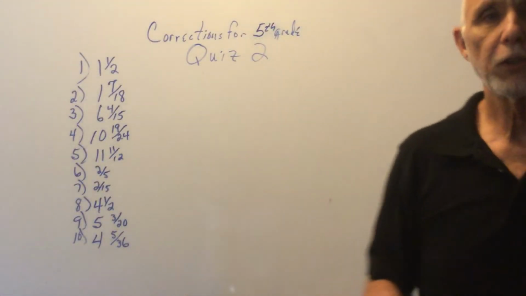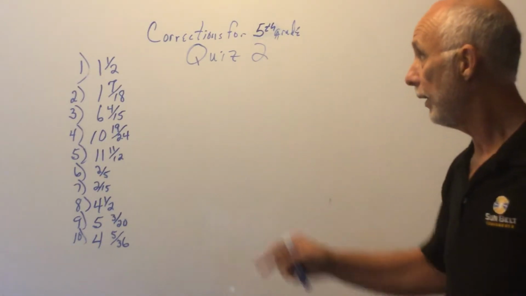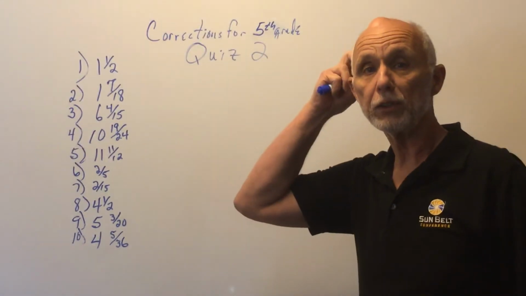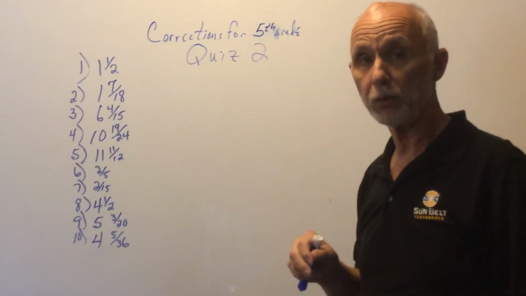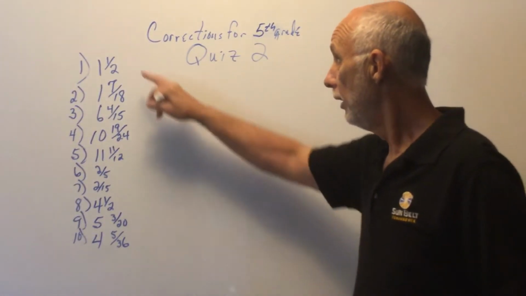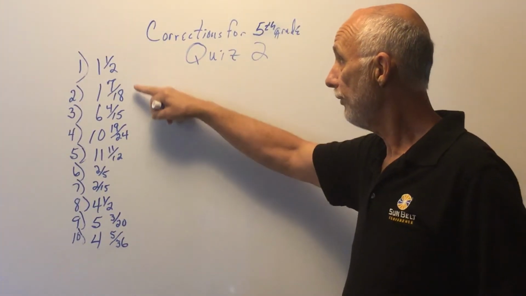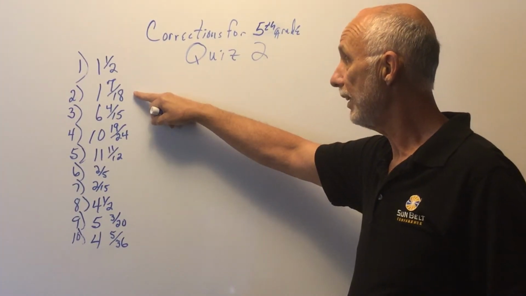These are the corrections for quiz 2. The answers are here. You should grade your quiz and check your answers with the grade links. There are 10 of them, so each one you get wrong is 10 points off. Number 1 was 1.5. Number 2 was 1 7/18.